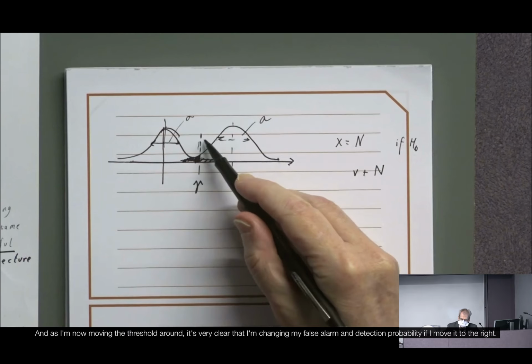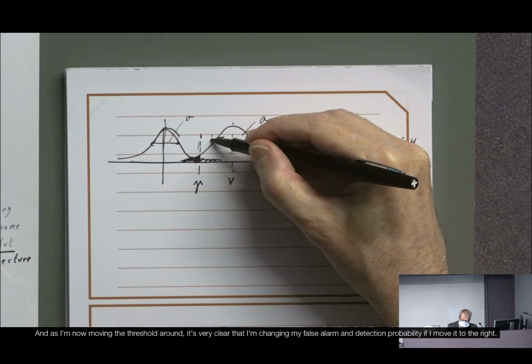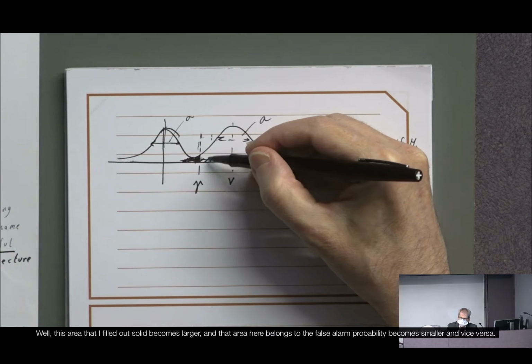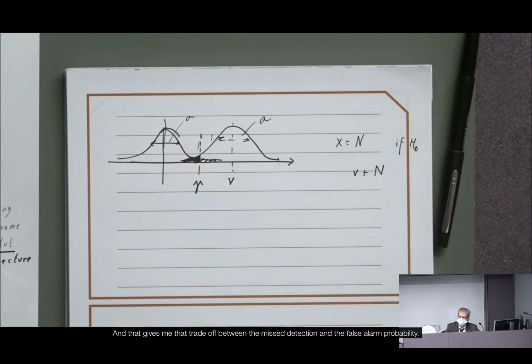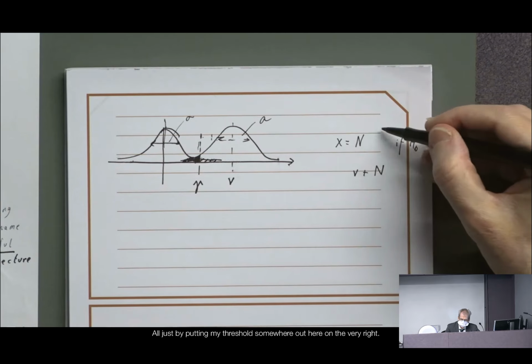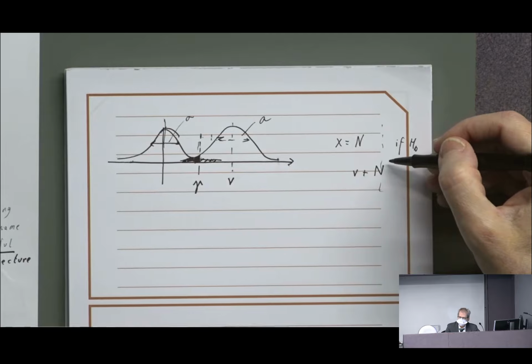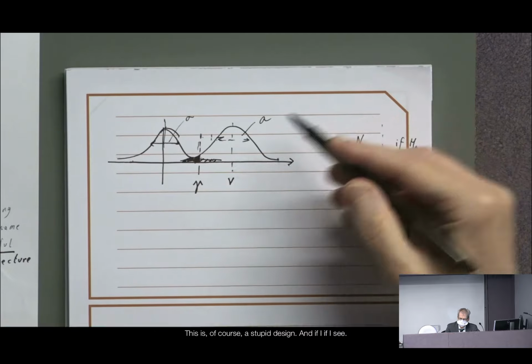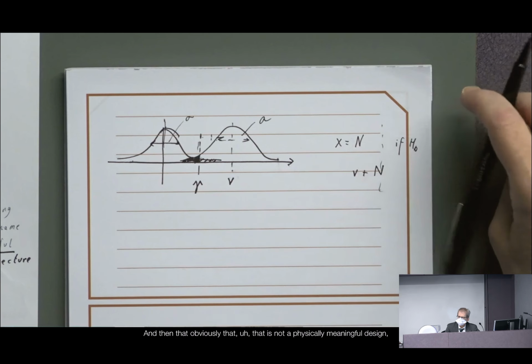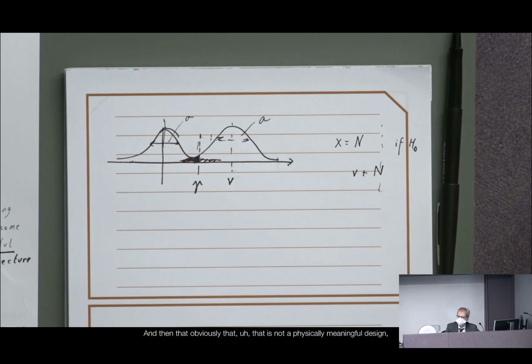As I'm now moving the threshold around, it's very clear that I'm changing my false alarm and my misdetection probability. If I move it to the right, this area that I filled out solid becomes larger, and that area here, meaning the false alarm probability, becomes smaller, and vice versa. And that gives me that trade-off between the misdetection and the false alarm probability. So how can I get 100% false alarm probability? Well, just by putting my threshold somewhere out here on the very right. And this is, of course, a stupid design. Even when I have a noise-free case and the target is there, I'm still deciding that there is no target, and obviously that is not a physically meaningful design, but that is the way in which I can minimize the false alarm probability.